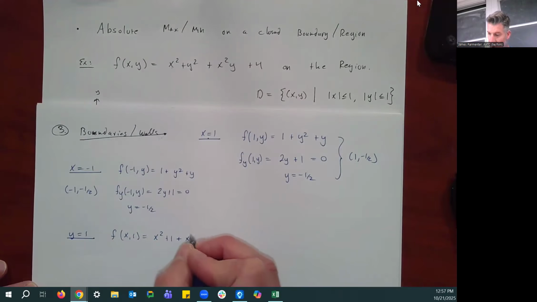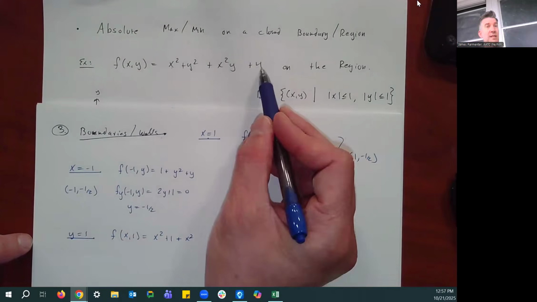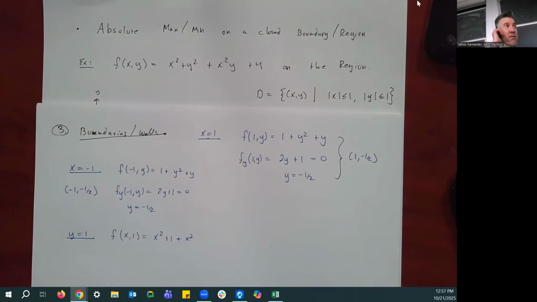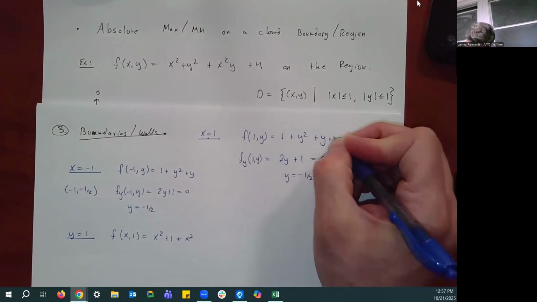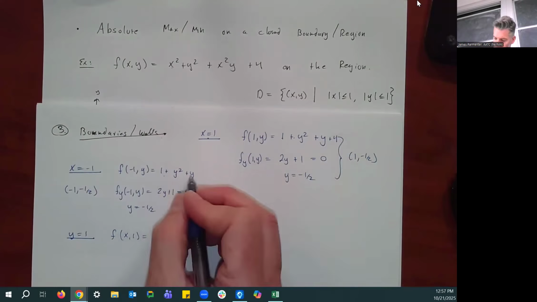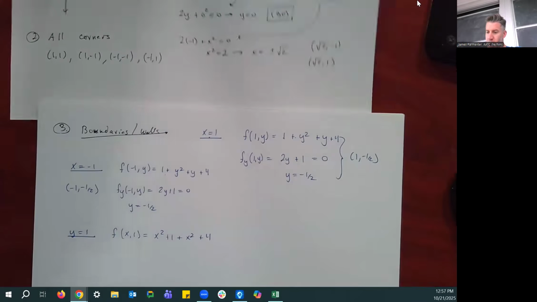You know what I did every time, which is not super important, but it is a mistake? I forgot the plus 4 every time. It doesn't make a difference because when you take the derivative of 4, it's going to be 0. But technically, right here, I should have said 1 plus y squared plus y plus 4. Here it should be 1 plus y squared plus y plus 4. X squared plus 1 plus x squared plus 4. Sorry about that.